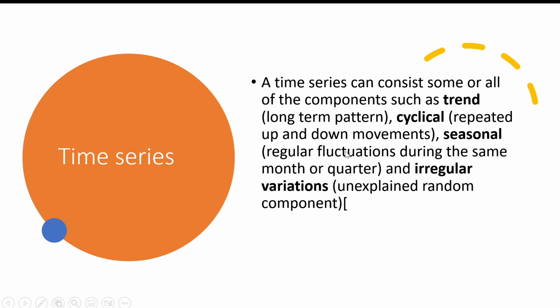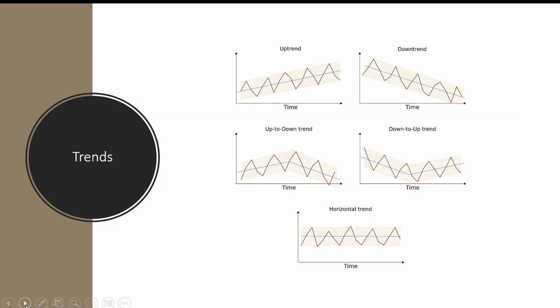For example, during semester break, there's low electricity consumption because there's no student in the campus. Or maybe in winter or summer you have more electricity consumption, because in winter you need to turn on the heater, in summer you need to turn on the air conditioner to cool down. Then here you show the trends. Uptrend means increasing, downtrend is decreasing, up to down, this is down to up, and this is horizontal, or we call it static.